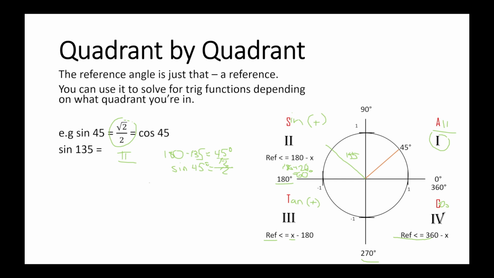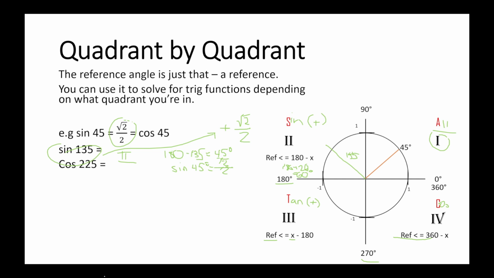Second step, what quadrant am I in? I'm in quadrant 2. Sine is positive in quadrant 2. That means my final answer would be positive radical 2 over 2. If it wasn't sine, if it was cosine of 135, cosine is not positive in quadrant 2, so I'd put a negative here.